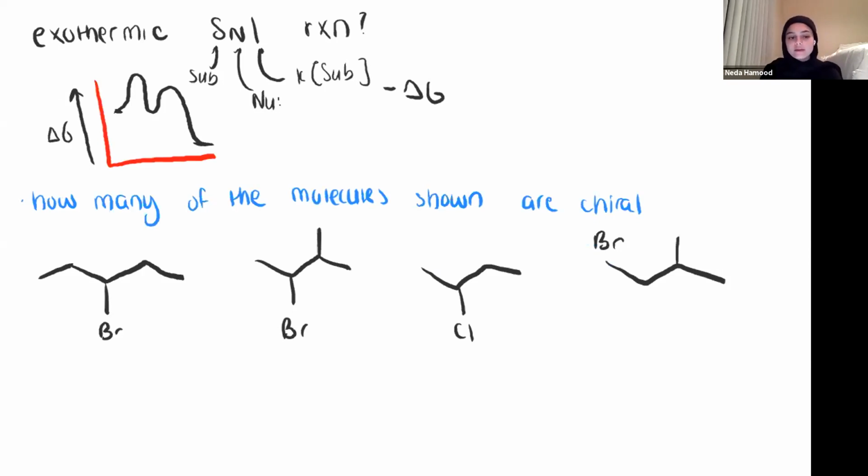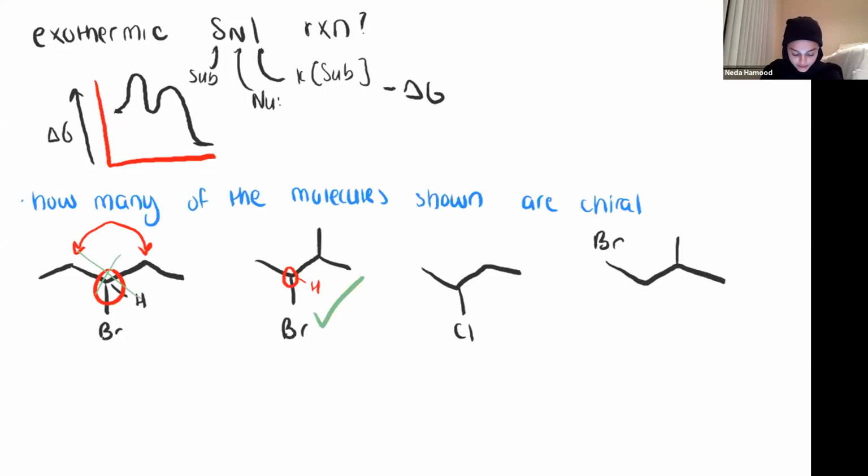So we know that having a chiral center isn't enough. Over here, this center is not chiral because it has two of the same things connected to it. So this one is not chiral. This one here has a Br, and then there's a methyl over there. This is a different one, this is a different one, and there's a hydrogen over here. So that means that yes, this one is chiral.